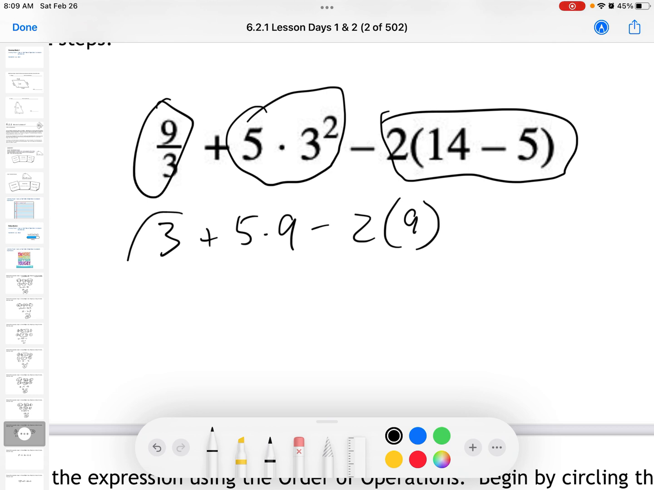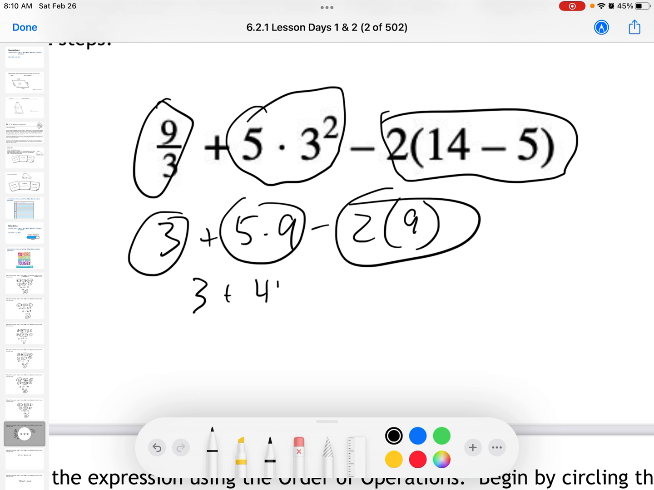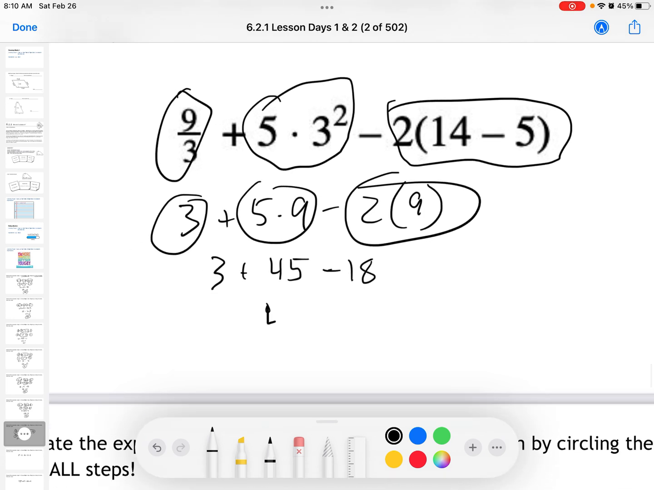Again, we have 3 terms that we still need to find the answer for. 3 plus 45 minus 18. So we have 48 minus 18. 48 minus 18 is 30.